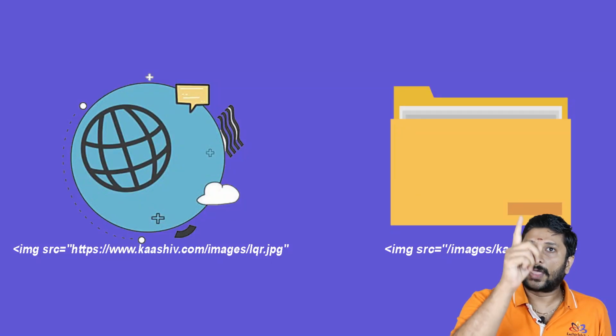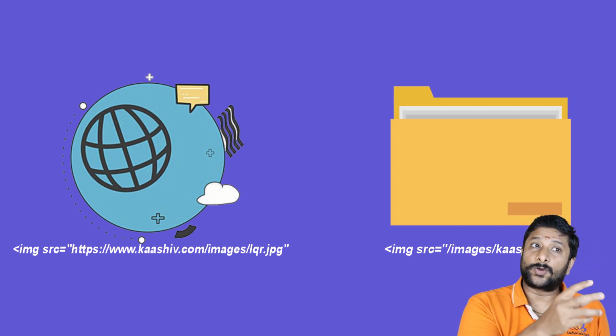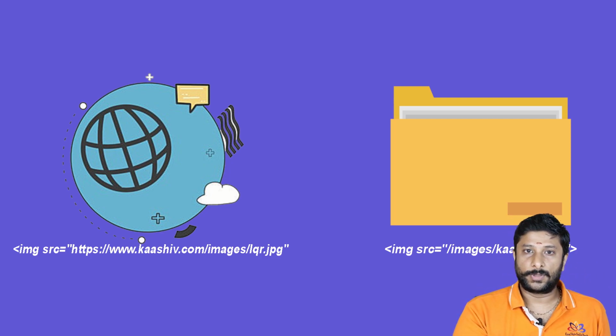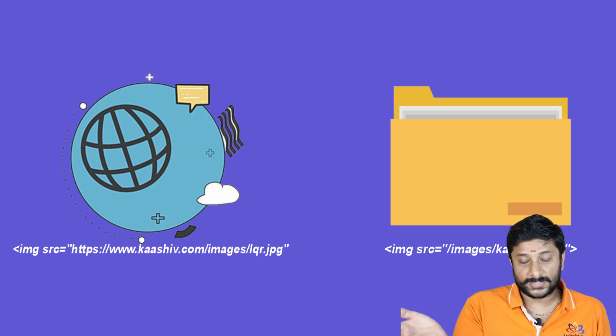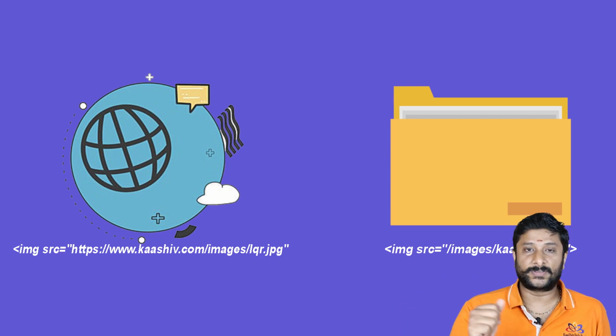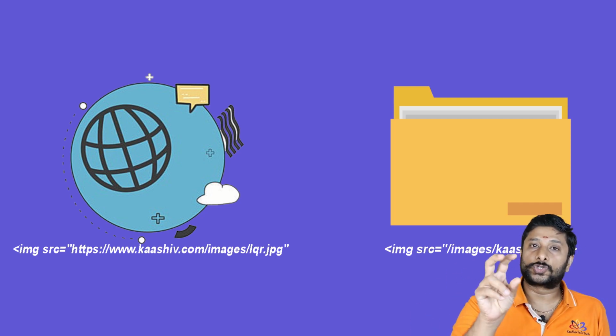It can be two kinds. The one is from a URL. So I have a website, I have an image on the internet, I take that URL and put that link. Or else I can have that file in my specific folder, in my web server itself, and I can specify that one. So it is the source from where the image comes. I want to show that image.